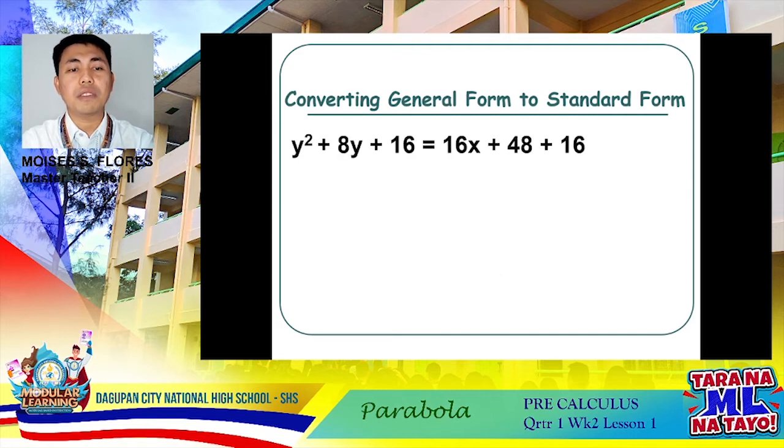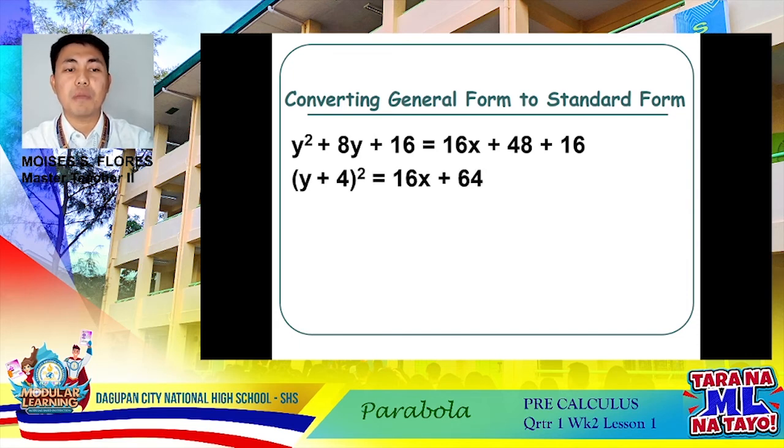Now after we have applied completing the square, we know that that is already a perfect square trinomial. y squared plus 8y plus 16 is already a perfect square trinomial, so we could now factor it, and the factor of that is y plus 4 quantity squared. The same is true on the other side. We could simplify it further by combining like terms, that is with respect to the constant. So 16x plus 64, how did we arrive at 64? 48 plus 16 is equal to 64.